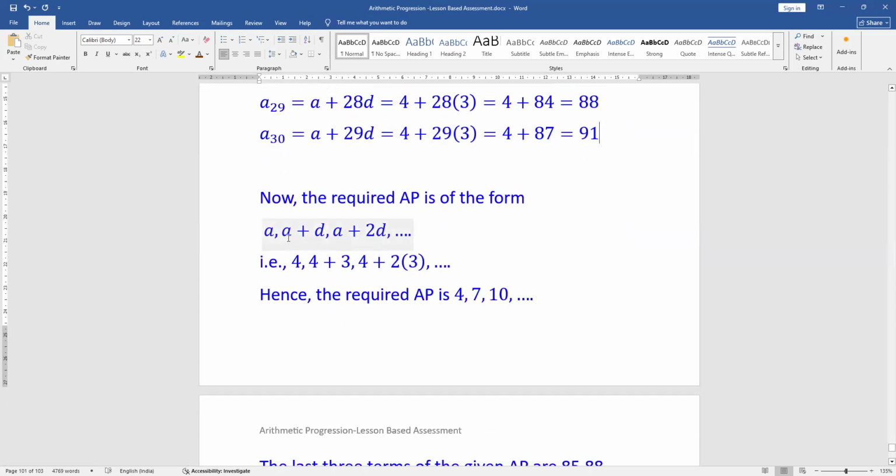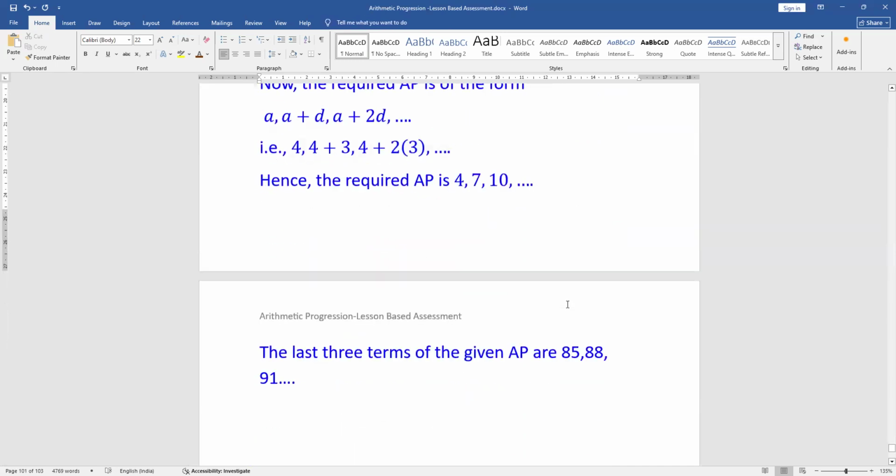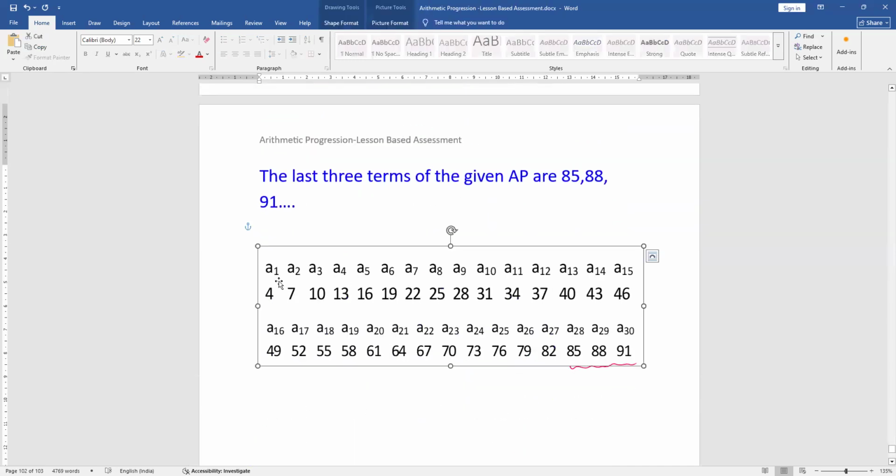Then the general form of an AP, A, A plus D, A plus 2D, dot dot dot, you put A as 4, D as 3, and get the progression. And finally, I have written the table just for your reference.